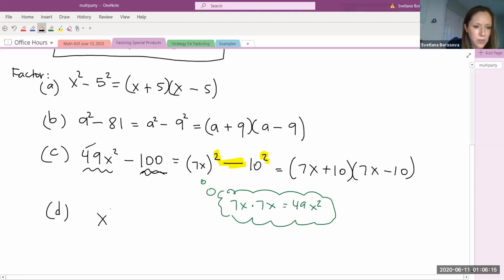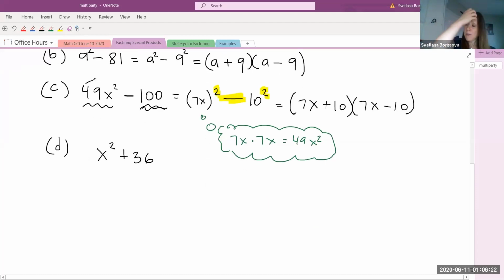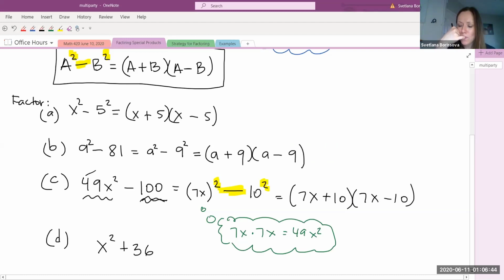x squared plus 36. So what can you say about this expression? I have x squared, so it's like a squared. I have 36, but I can always rewrite it as 6 squared, right? So it looks like I have squares, but what is not quite the same? One part is not the same. Can you guys catch it? The sign, right? See how it's plus in between? And our formula has minus.